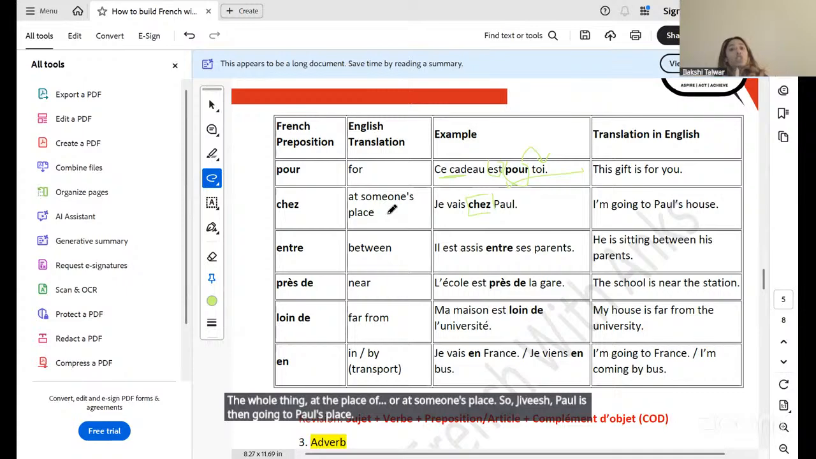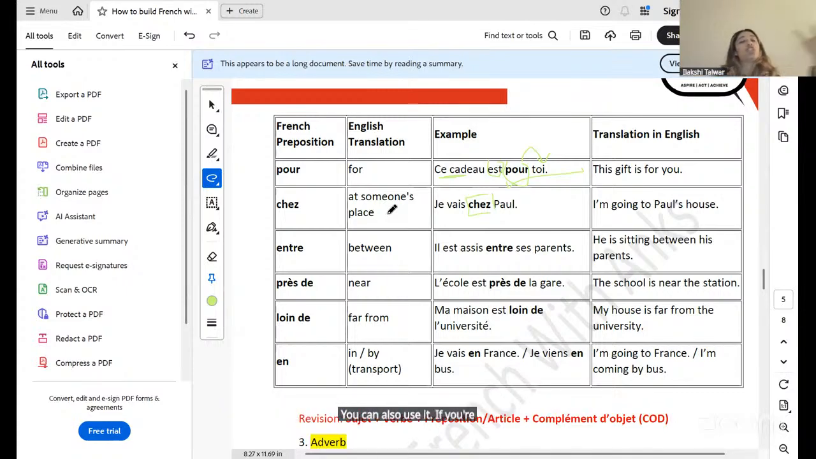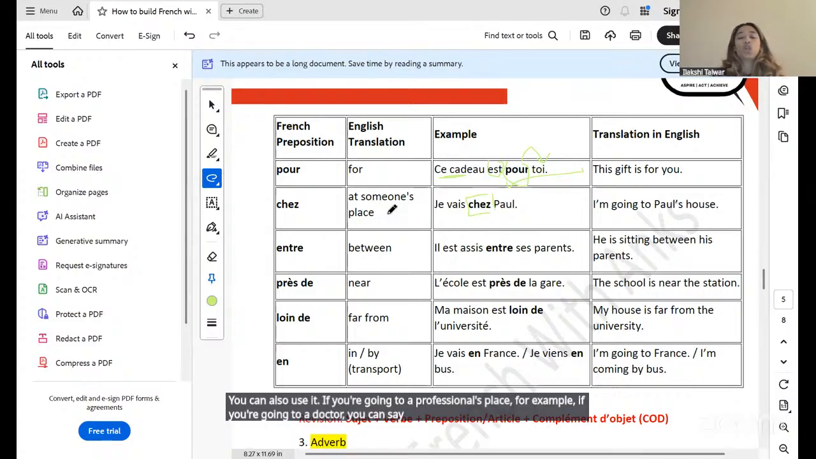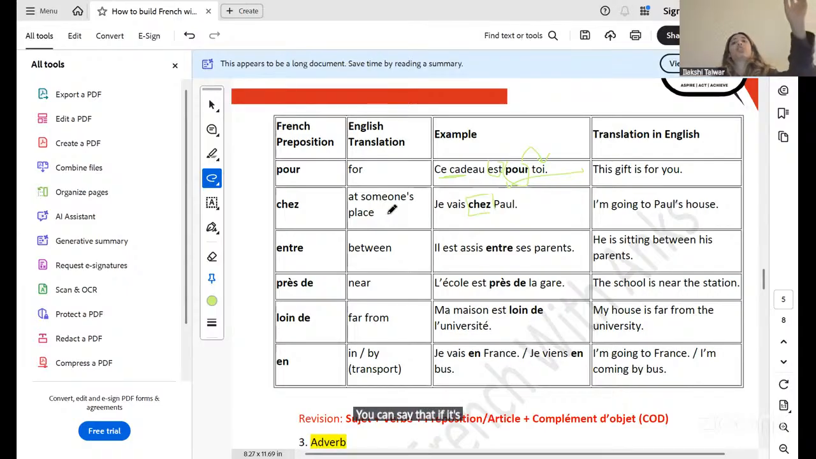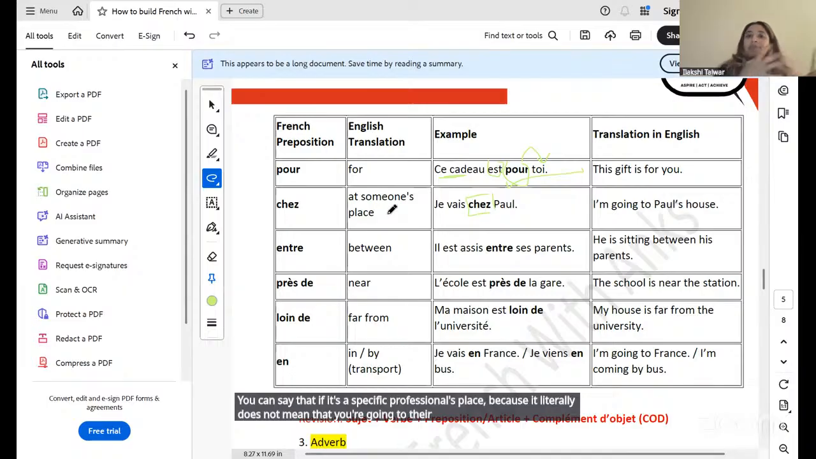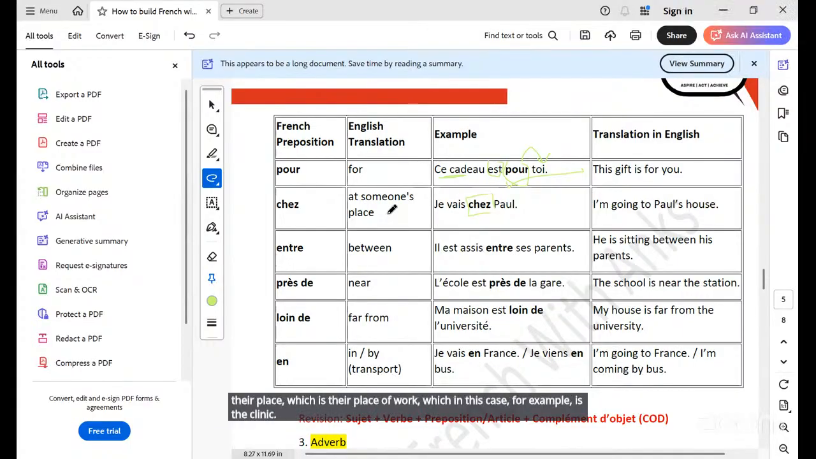You can also use it if you're going to a professional's place. For example, if you're going to a doctor, you can say je vais chez le docteur. You can say that if it's a specific professional's place, because it literally does not mean that you're going to their residence. That means you're going to their place, which is their place of work, which in this case, for example, is the clinic. Okay?